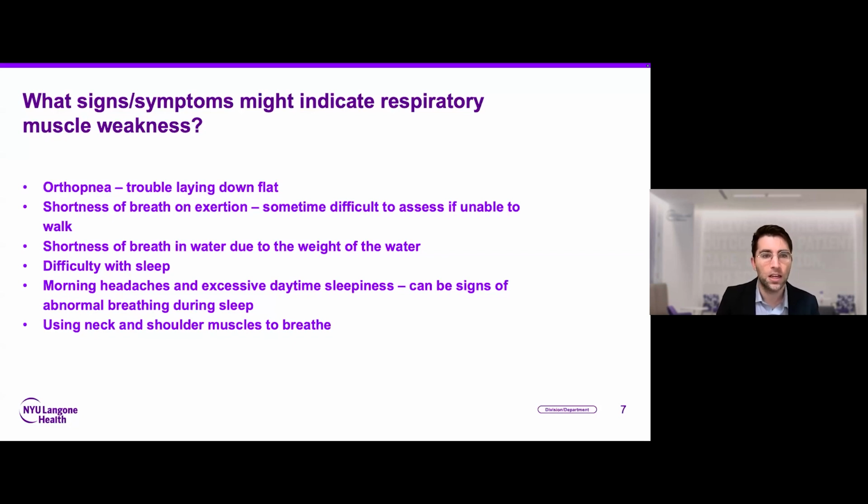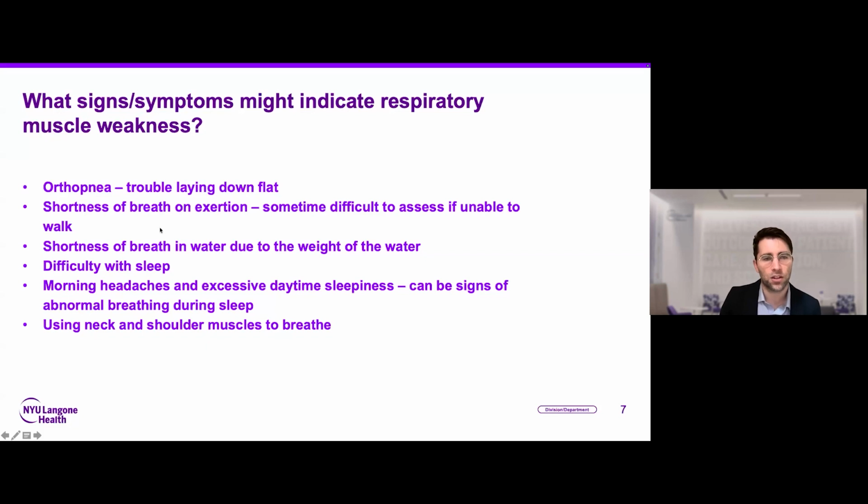So the symptoms that we often look for and we'll ask patients about when they first come to us in clinic, and then we will continue to ask them as we see them in follow-up care, is if they have shortness of breath when they lay down flat, and that's known as orthopnea. Similarly, we'll ask if they have shortness of breath when they exert themselves. Now, depending on a patient's mobility status at the time, that may be a more difficult symptom to assess if they're very limited and unable to walk.